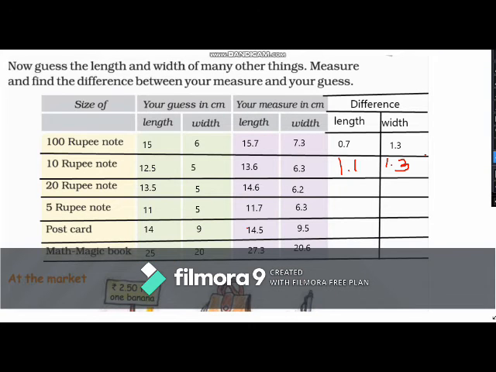Now here I have guessed the length and width of the 20 rupee note as 13.5 centimeter length and 5 centimeter width. But when I measured the length and width of the 20 rupee note, its length is 14.6 centimeter and width is 6 centimeter. Now let us find out the difference between them. So here the length is 14.6 centimeter of measure, and here the length is 13.5 centimeter of guess. So 14.6 minus 13.5.